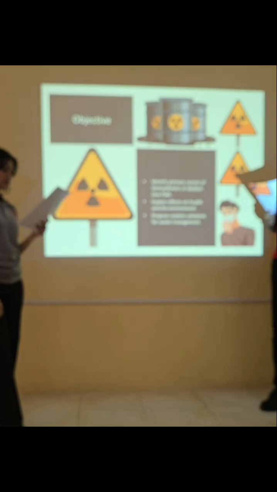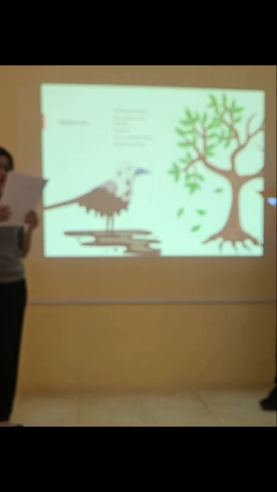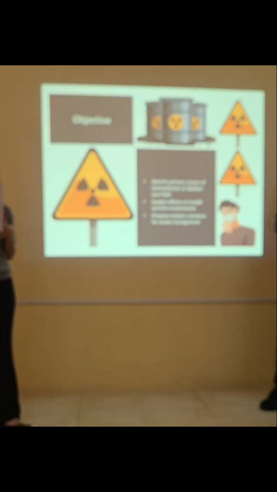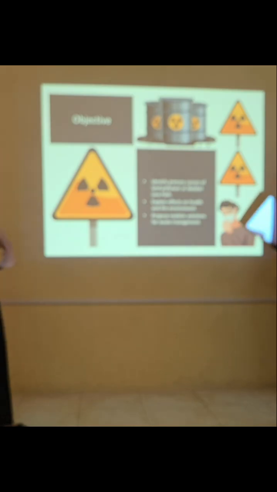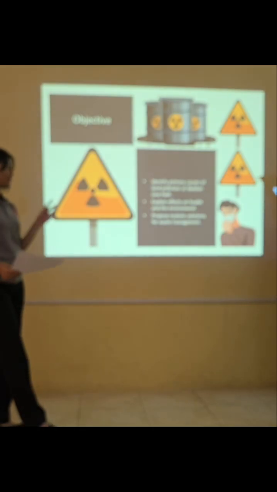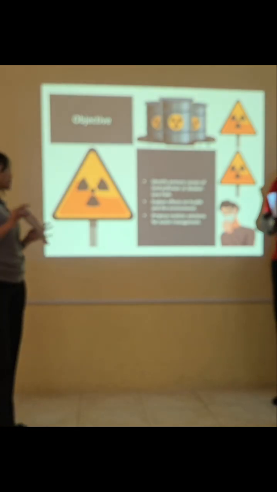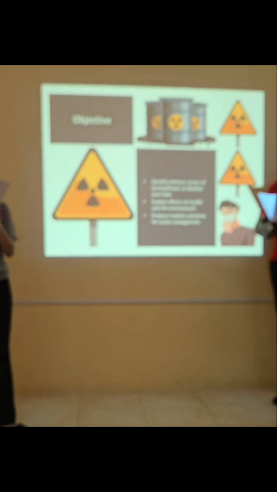So by the end of this lesson, you all should be able to do 3 key things. The first one is you will be able to identify the major causes of land pollution at the Skeleton Line dump site. Secondly, you'll be able to explain effects on health and the environment. And finally, you should be able to propose realistic solutions for waste management.